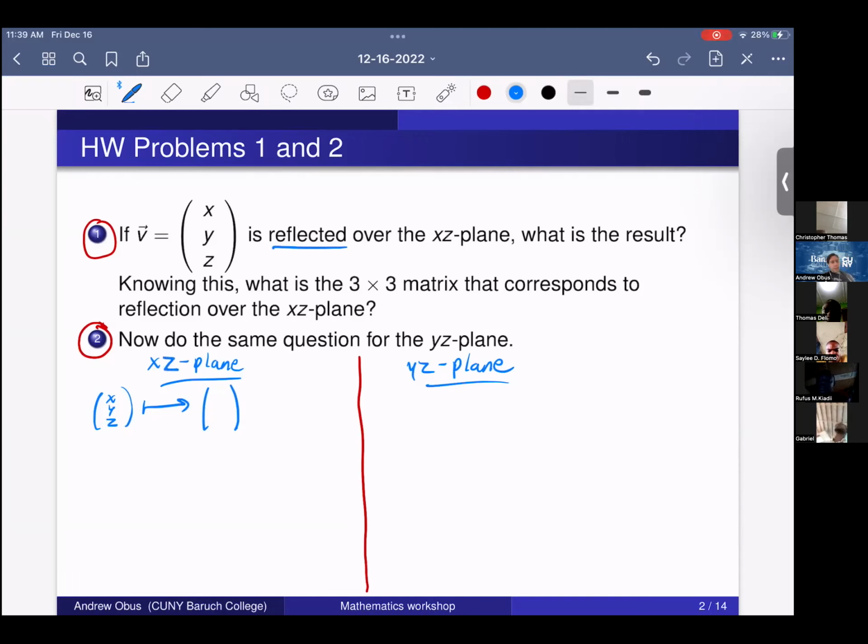So we take the vector XYZ and we want to reflect it over the XZ plane. If I draw a little picture, this is X, this is Y, this is Z. The XZ plane looks like this. If I have a certain vector given by X, Y, Z, and I take its reflection over the XZ plane like this, what are the coordinates of the new vector that I get?